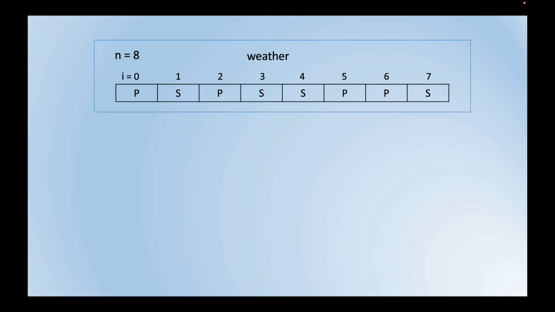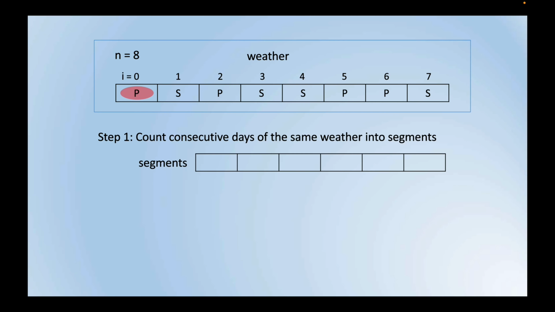So now let's look at what the program does with normal cases. The first step is to count consecutive days of the same weather into segments. The first segment contains only one day of precipitation, so we write 1 in it. The second segment is just one sunny day, so we also write 1. Same with the third segment. And the fourth segment has 2 sunny days in a row, so we write 2 in here. The next segment has 2 days of precipitation, so we write 2. And finally, in the last segment, we write 1 once more.